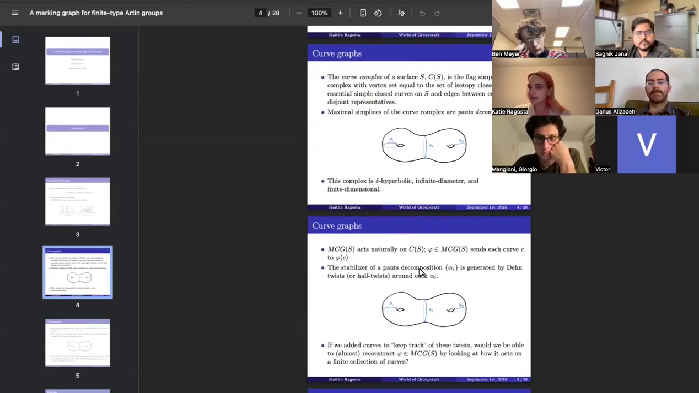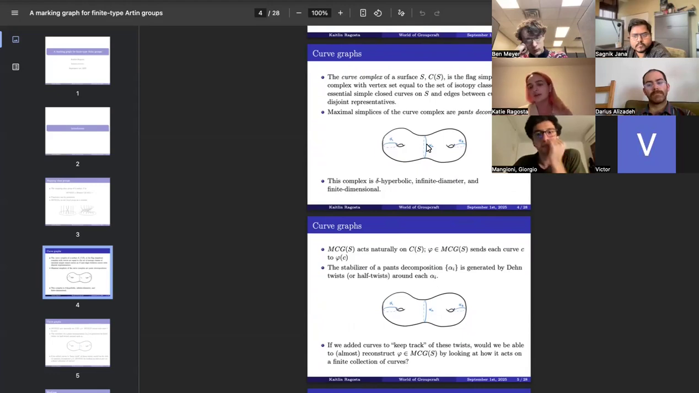Okay, there's a very natural action of the mapping class group on this curve complex. It sends the curves to their image under an element of the group. And the mapping class group of a pair of pants is trivial. So our pants decomposition is cutting our surface up into pieces, each of which individually has trivial mapping class group.